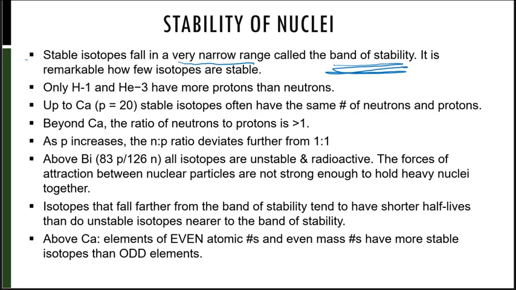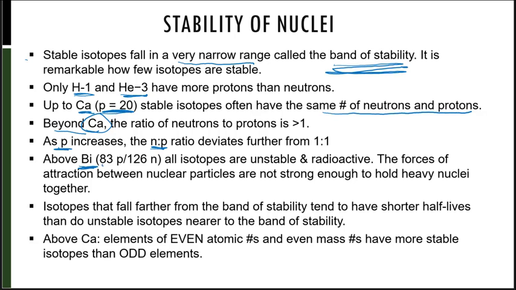It's remarkable how few isotopes are actually stable. Only hydrogen 1 and helium 3 have more protons than neutrons. Up to calcium, which has a proton count of 20, stable isotopes often have the same number of neutrons and protons. But beyond calcium, the ratio of neutrons to protons is greater than 1-to-1. As protons increase, the neutron to proton ratio deviates further from 1-to-1.